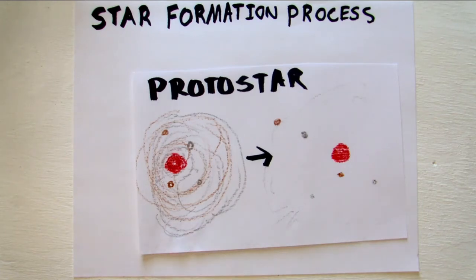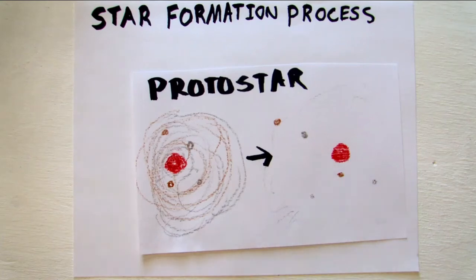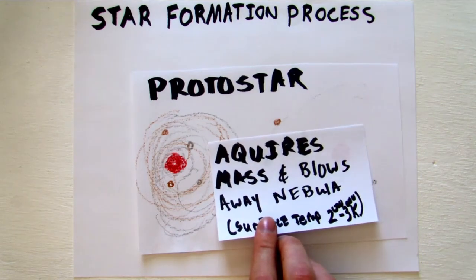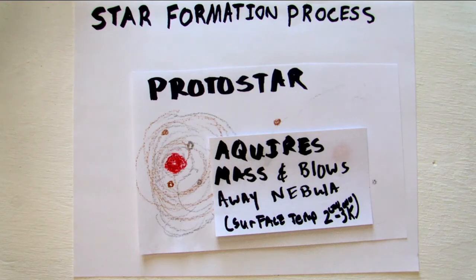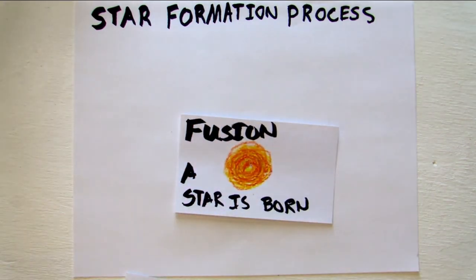There's still a planetary nebula up till a certain point, which after about 500,000 years for our sun, it'll blow off the rest of its planetary nebula as it acquires more mass. So it'll blow away the nebula. It has a surface temperature of about 2,000 to 3,000 Kelvin. And then, once it blows away its planetary nebula and heats up enough from compaction, you can have fusion starting and a star is born.